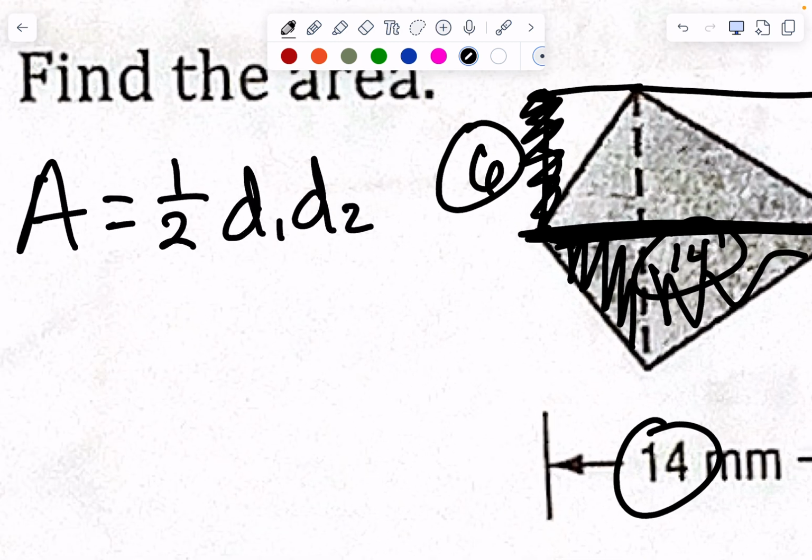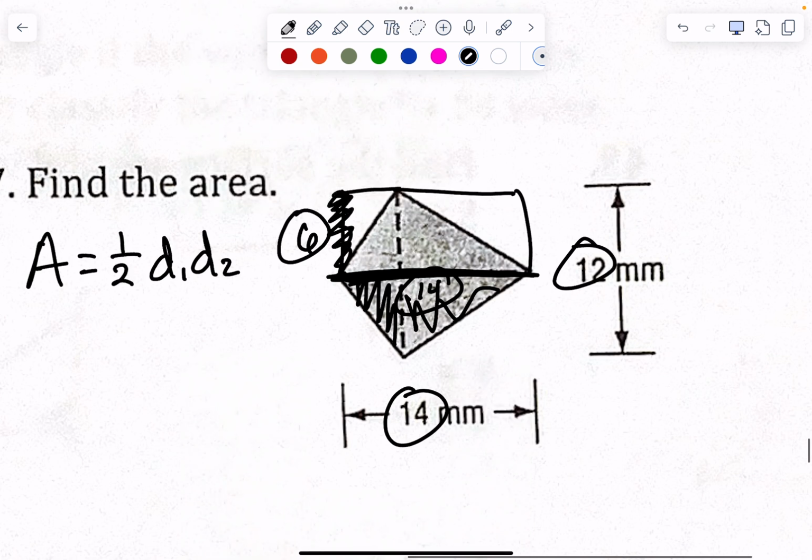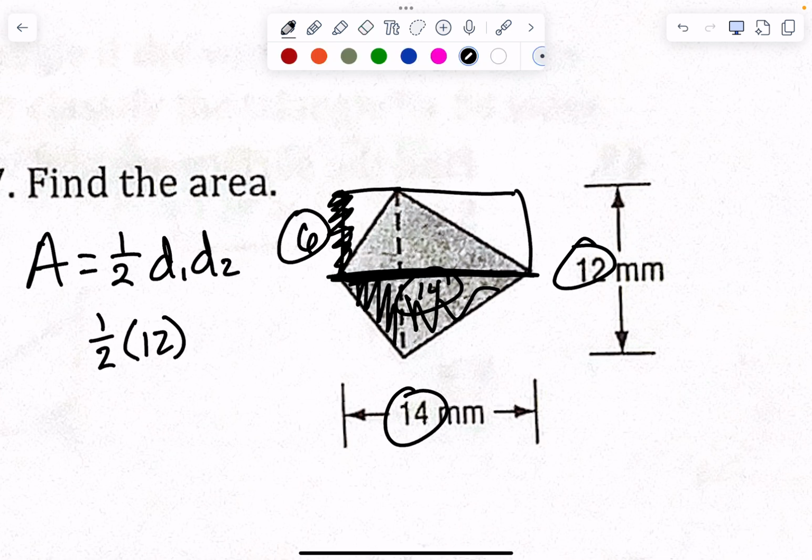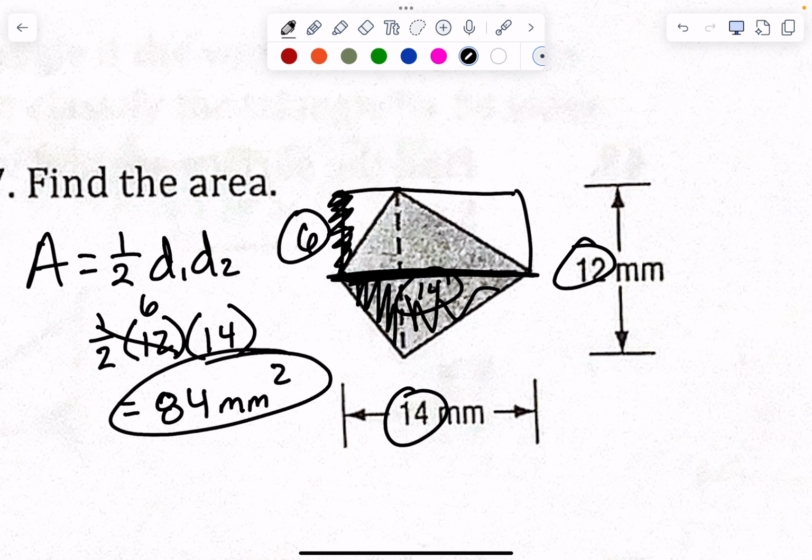So now it's not 14 times 12, it's 6 times 14, which is half of one diagonal times the other diagonal. 1/2 of D1 times D2. That is the area formula, right? Because it ends up being half of one length. So half of 12 by 14. It doesn't matter which one goes there. Half of 12 is 6 by 14, which is 84 millimeters squared. That's the formula for area.